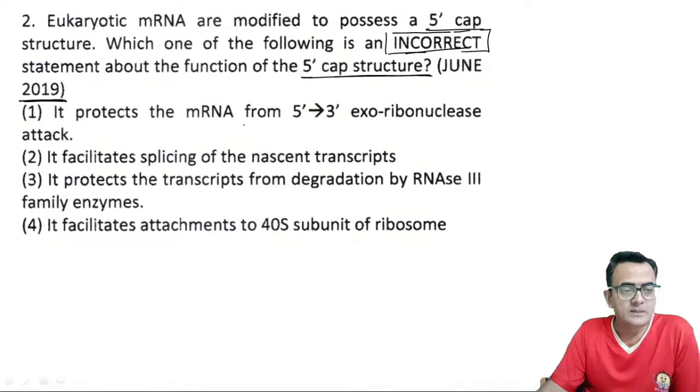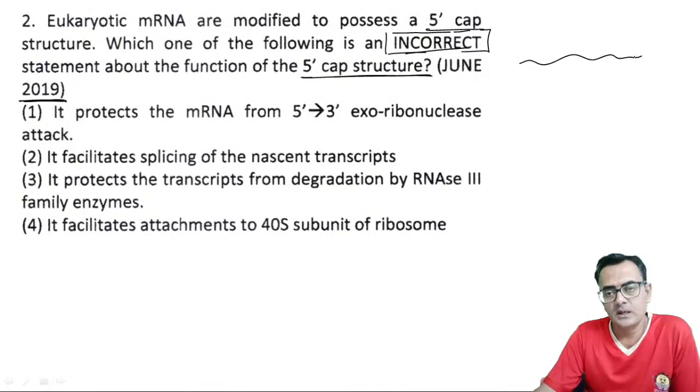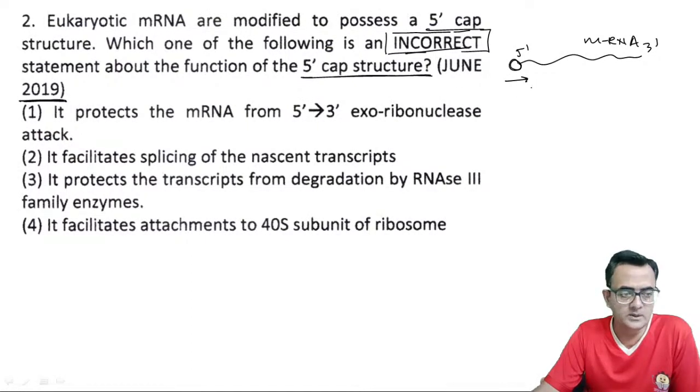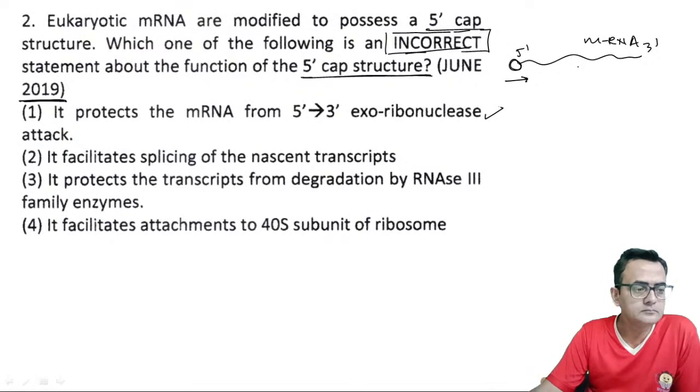So it protects mRNA from 5' to 3' exoribonuclease attack. Yeah, of course. See, what happens? This is the mRNA, and as we discussed, this is the 5', suppose this is the 3'. So 5' capping occurs here. This capping protects the mRNA from the different exonucleases which degrade the RNA from 5' to 3' direction. Of course, this statement is correct.